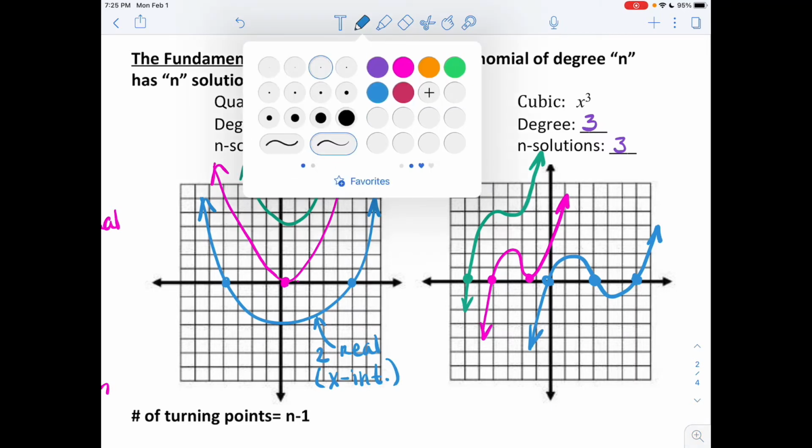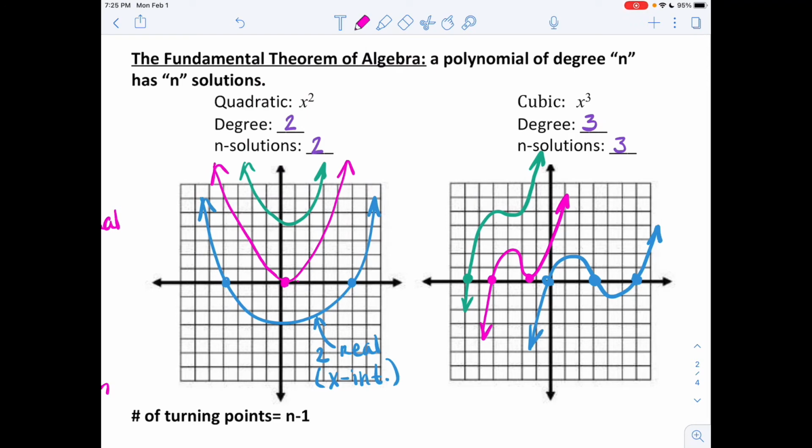On the pink one, I only see 1 dot, but we learned that if we come down to the x-axis and we bounce, that means that it was a repeated solution, an RS. And so let's make a note about that. So even though I only see 1 dot, the 1 dot that I have is an RS, a repeated solution, or a bounce. So that counts twice, so I have 2 real solutions total.